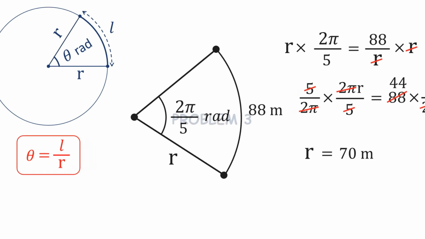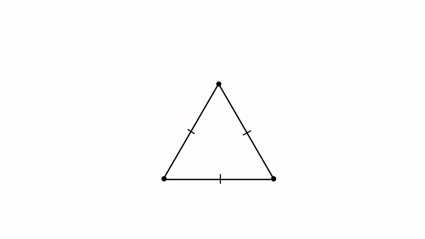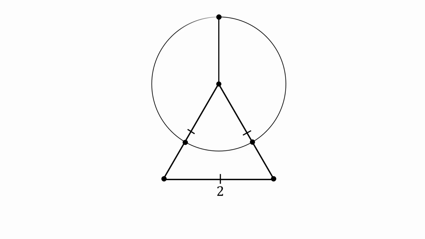Now let's move on to our third and final problem, where we will see how geometry and radian measurement work together. An equilateral triangle has a side length of 2 units. A circle is drawn with its center at one vertex of the triangle. The arc of the circle divides the triangle into two regions of equal area. We have to find the radius of the circle. To start the solution, we assume that the required radius is r units.